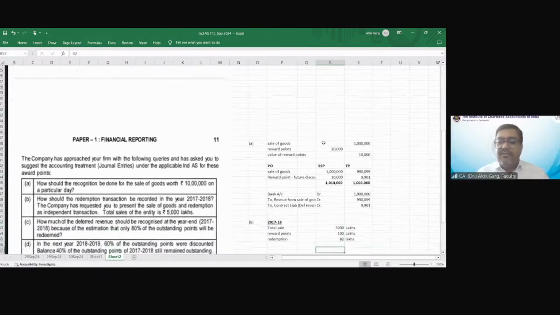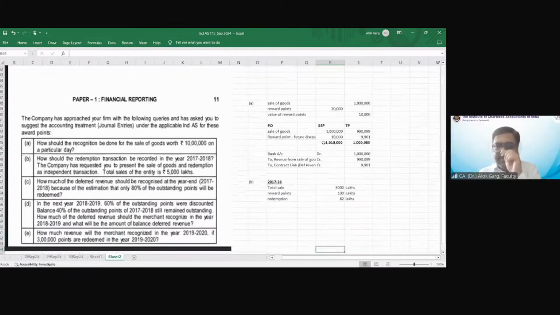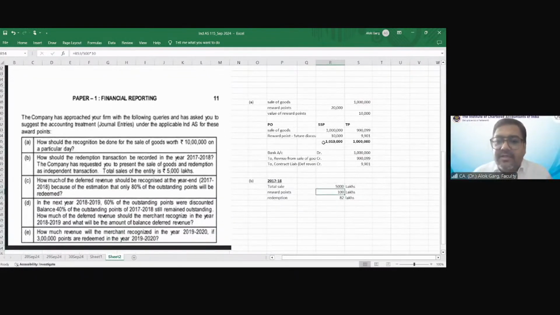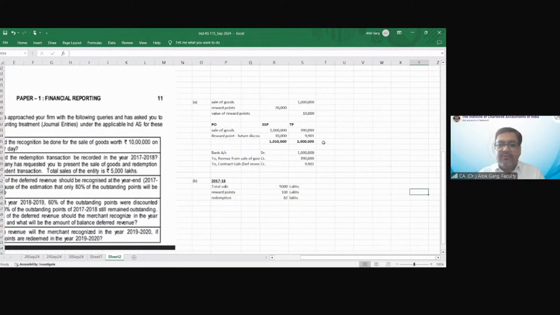So when this entity has made a sale, it has recognized a reward point also. What is the value of this reward point? 50 lakh. 100 lakhs multiplied by 0.5, 50 lakh is the value of this reward points. 100 lakh is the reward point number, 50 lakh is the value. Let me write here: 50 lakh is value of reward points.